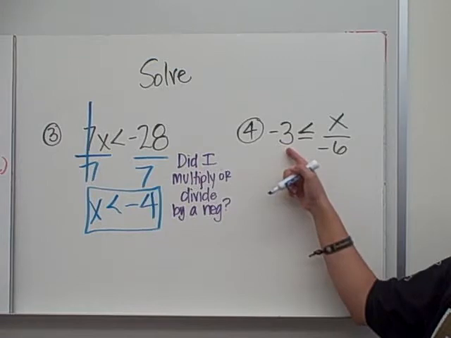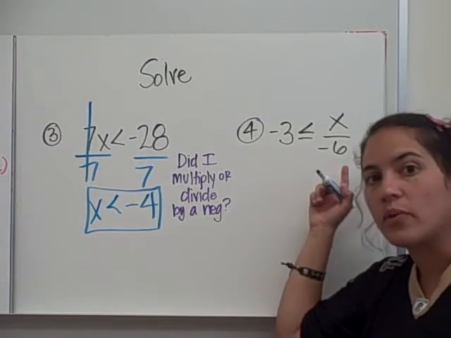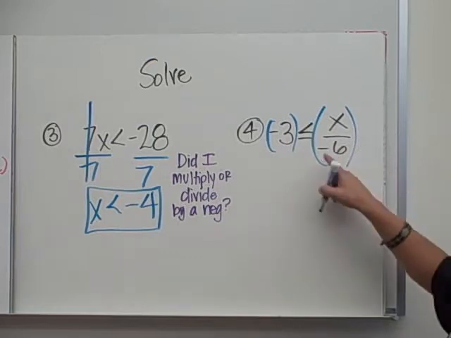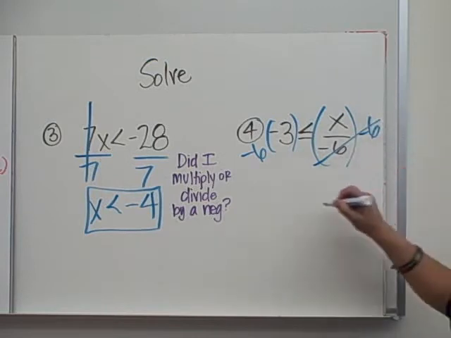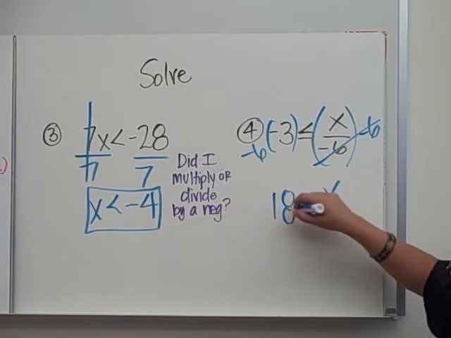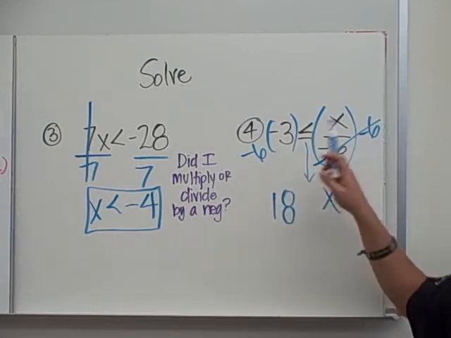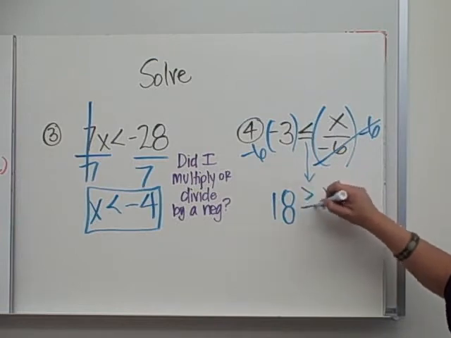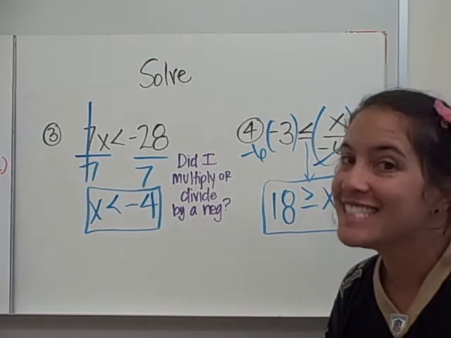Number 4, -3 is less than or equal to x over -6. I need to undo this division with multiplication. So I'm going to multiply both sides by this -6. The -6s are going to cancel. -6 times -3 is a +18. And then my symbol. Did I multiply by a negative? What did I multiply on both sides? A -6. So that means my inequality symbol is going to reverse and become greater than or equal to. How about a few more?